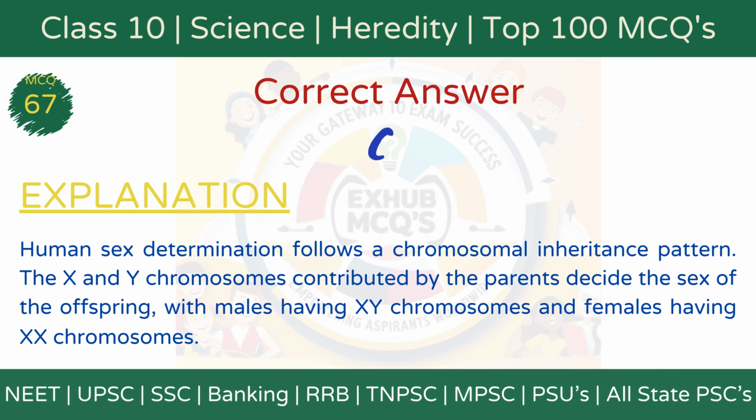The correct answer is option C, chromosomal inheritance. Explanation. Human sex determination follows a chromosomal inheritance pattern. The X and Y chromosomes contributed by the parents decide the sex of the offspring, with males having XY chromosomes and females having XX chromosomes.